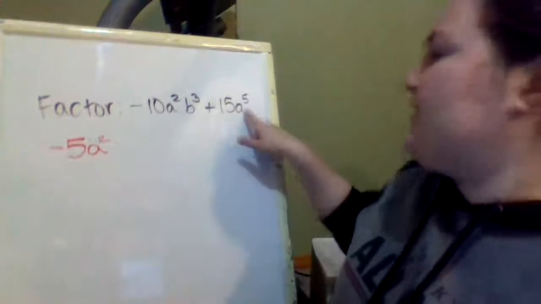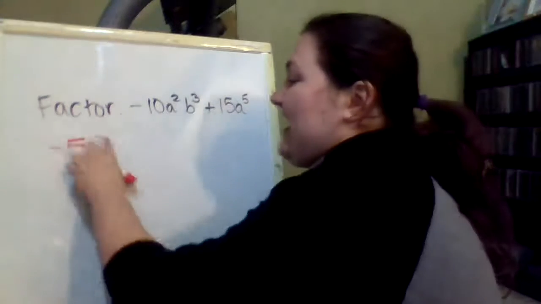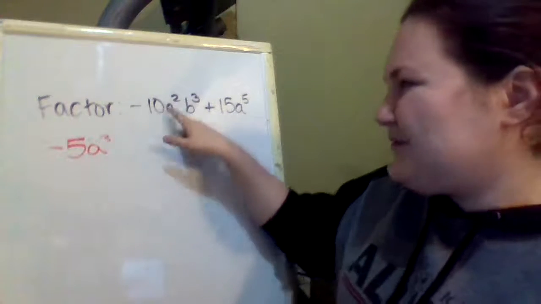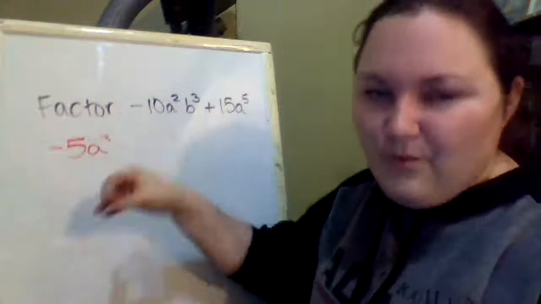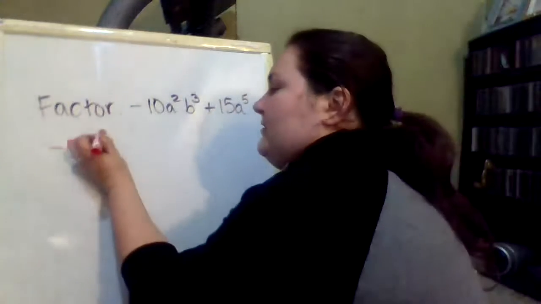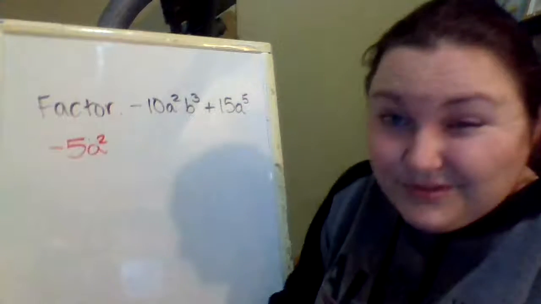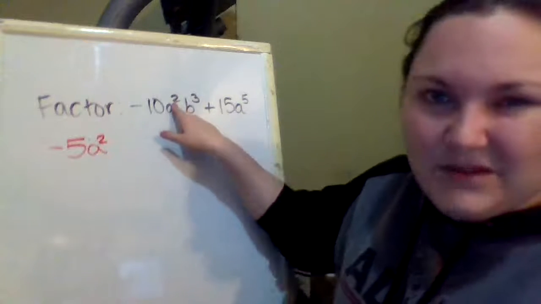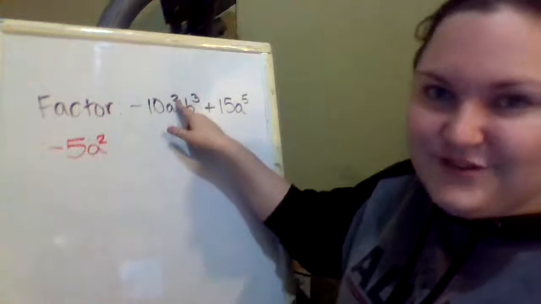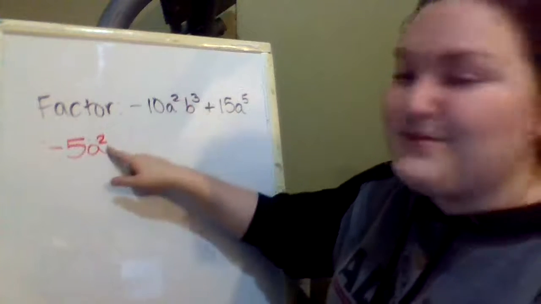Well, yeah, this one has 2, this one has 5. Do they both have at least 3? Well, we can't say 3 because this one only has 2, so you can't take out more than it has. So the greatest common factor would be a squared. In general, it's always just going to be the smaller exponent. We can't say they both have 5 in common because this one only has 2, but we can say they both have 2 in common.